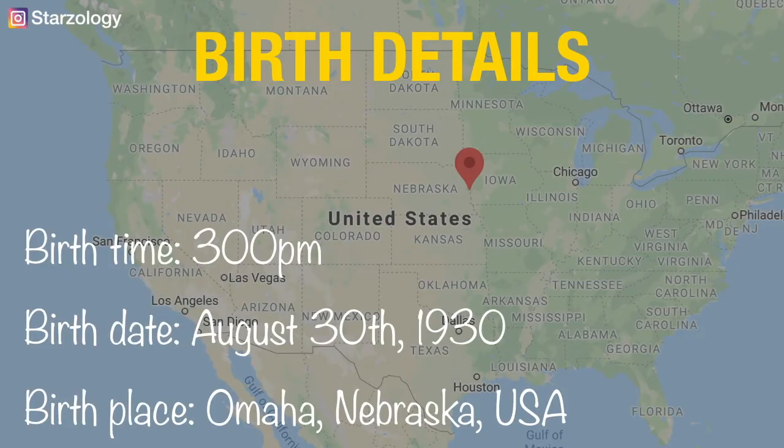So the birth details are: birth time was 3 p.m. His birth date is August the 30th, 1930, and the birthplace is Omaha, Nebraska, USA. Now, as an astrologer, we know that 3 p.m. is probably not exactly the correct time. It could have been 10 minutes to 3 or 10 minutes past 3, but it's the time we were given, so we're going to work with that as birth time as given.